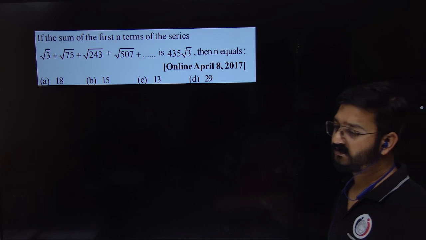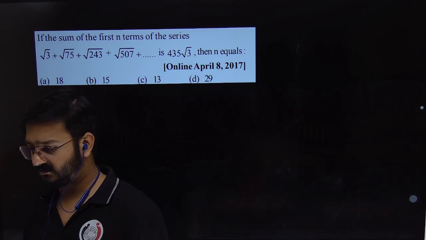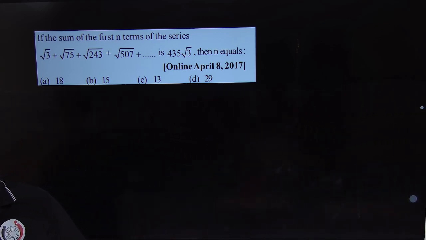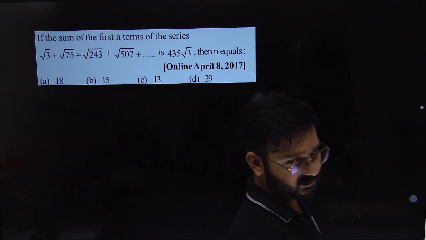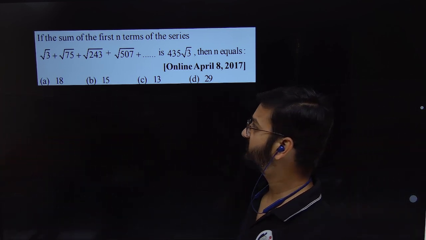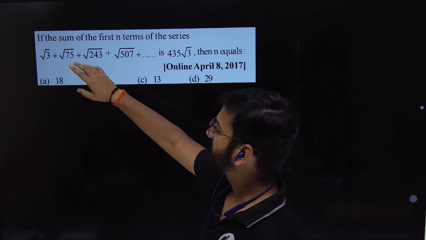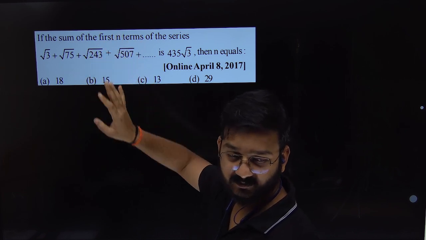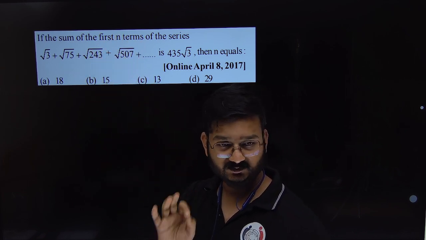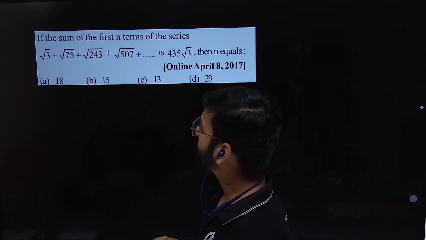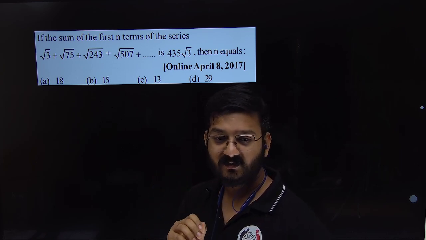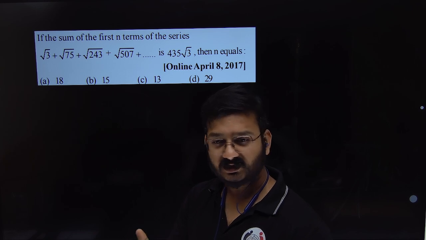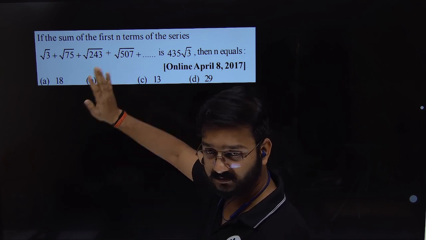When you solve, n will come just greater than 14, 14.5 and all. So which answer will you take? 15. Okay. I'm repeating again, students. Take root 3 common. You will get an AP. After that, apply the formula of sum of n terms of an AP. When you solve, you will get a quadratic in n. Approximately, it will come 14.5, 14.6. So answer should be option A.